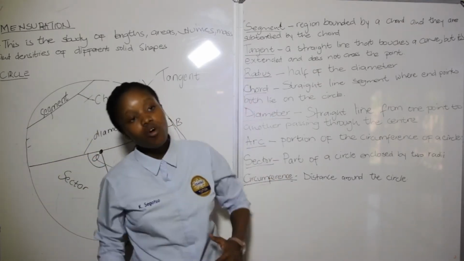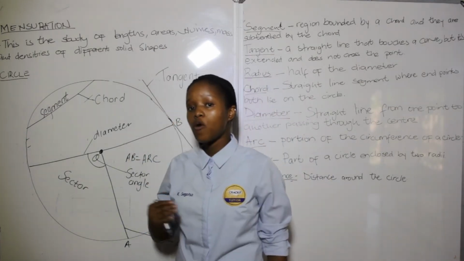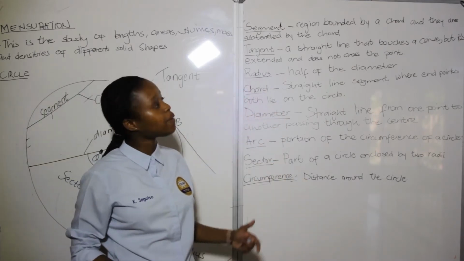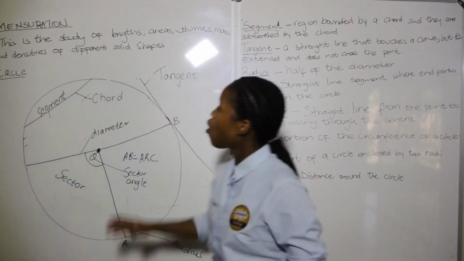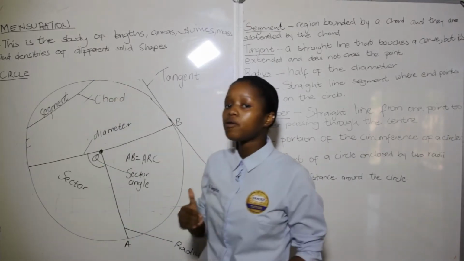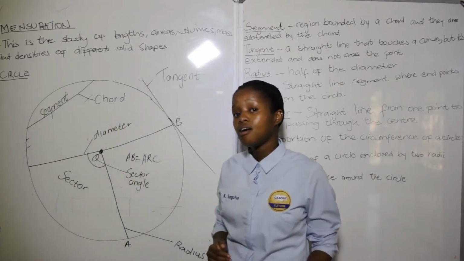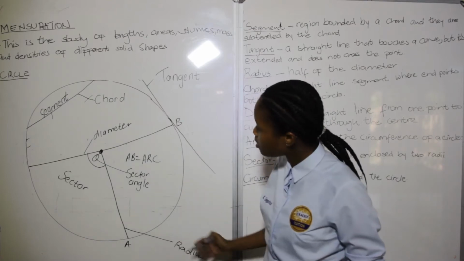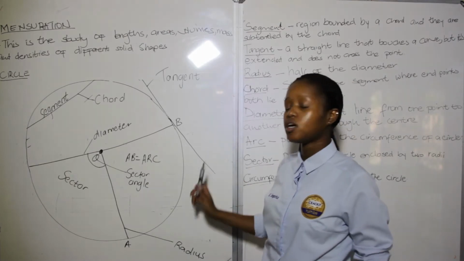So let's go back to our definition of segment. We wanted to understand what a chord is before we understand what a segment is. A segment is a region bounded by a chord and subtended by the chord. It's just that part that is subtended by a chord. So far we've learned about the diameter, the radius, a segment, a chord, and also a tangent.